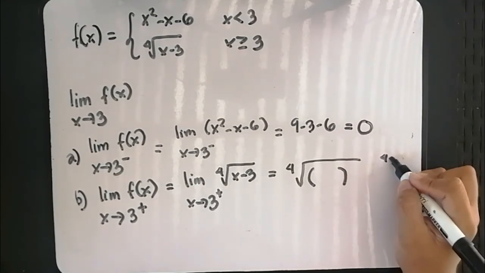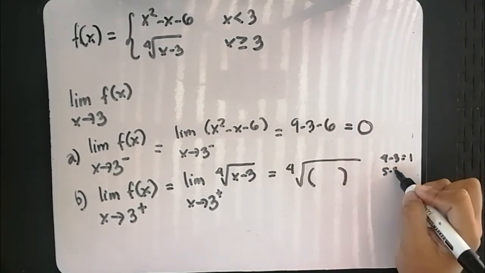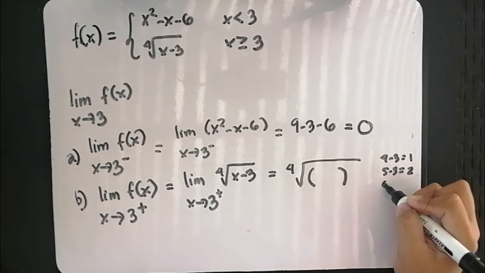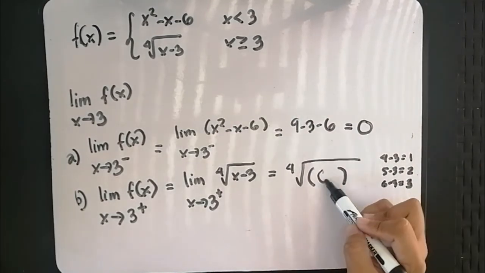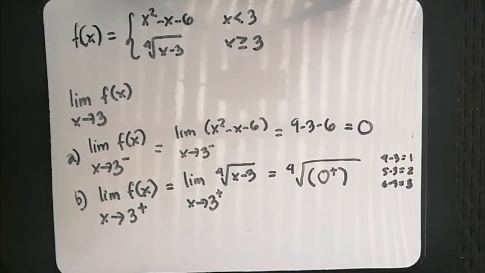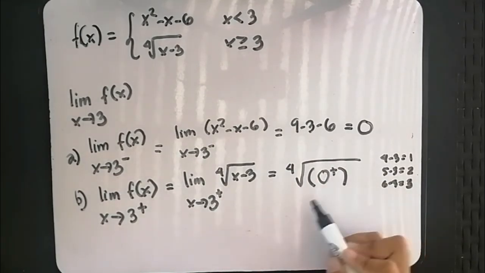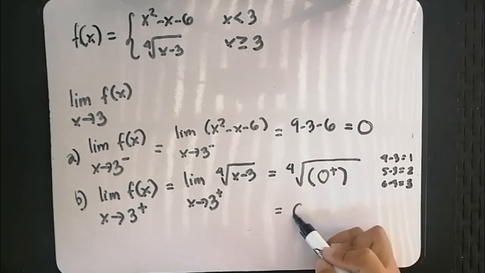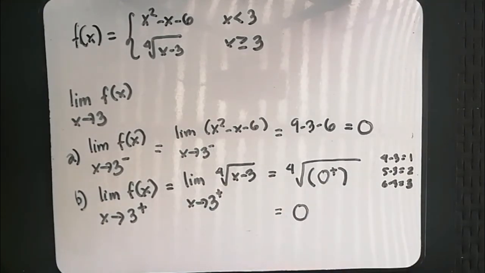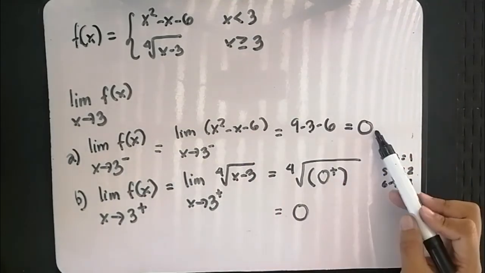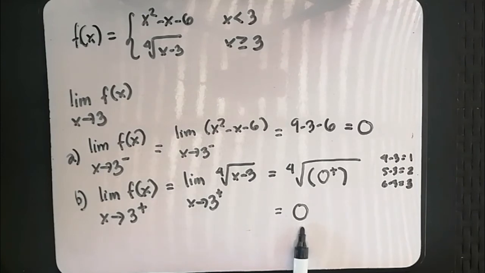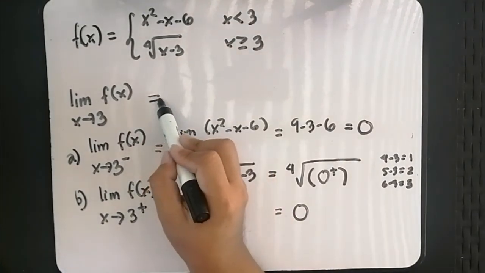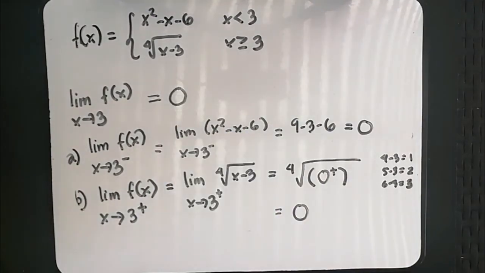From the right, so we have 4 minus 3, 1, 5 minus 3, 2, 6 minus 3, 3. So if you observe, bago siya makarating ng 0, it will pass through the positive values. So we have 0, positive. And by our previous theorem, this is equal to 0. Therefore, the limit from the left is 0 and the limit from the right is also 0. Therefore, the limit of f of x as x approaches 3 now is equal to 0.